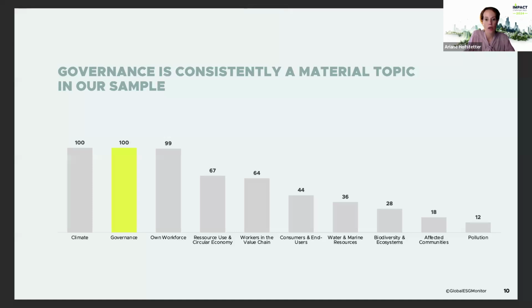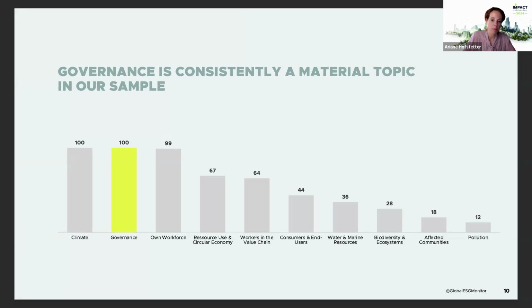What you see now is the frequency with which governance was chosen as a material topic by the 194 companies we have evaluated. And you can clearly see the ESG tradition, which I have described earlier. So E for climate, 100% of the companies said that's material. G for governance, 100% said it's material. And own workforce, where only one company did not choose it as a material topic, for whatever reasons we have not found out.